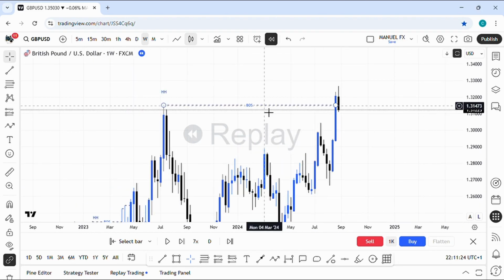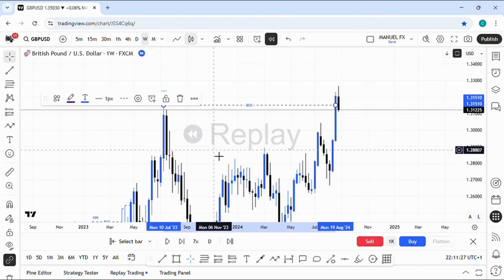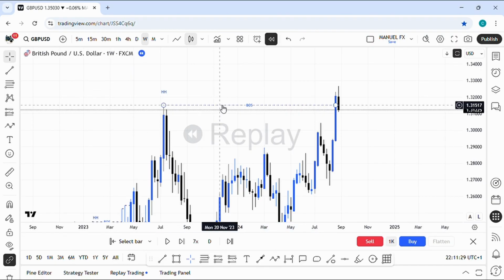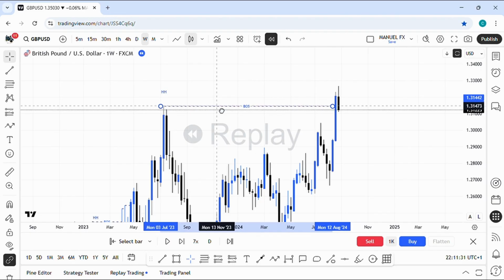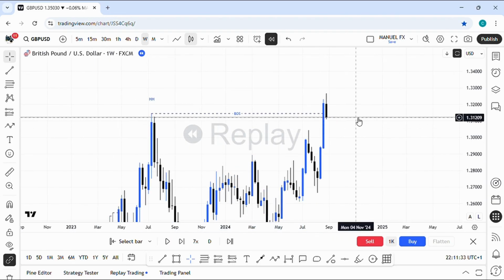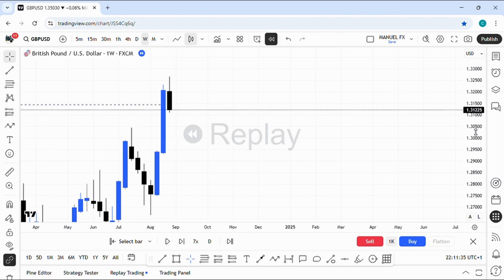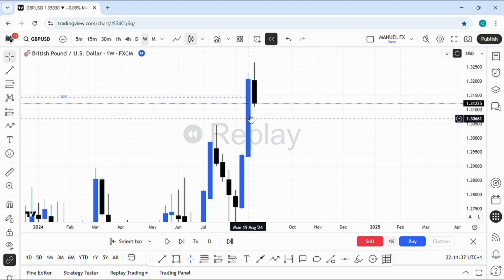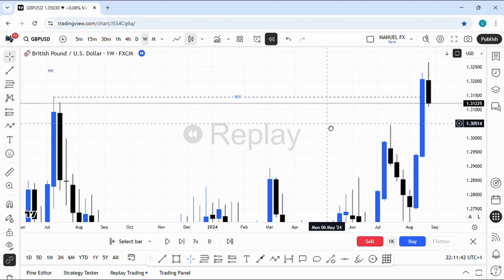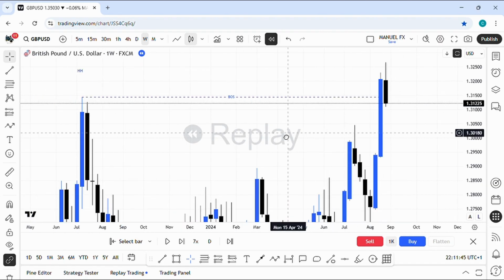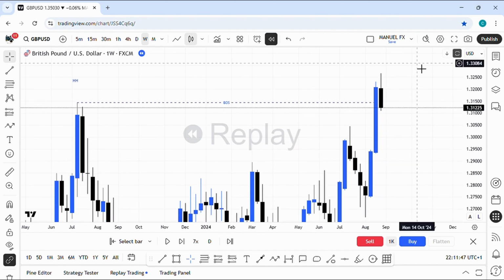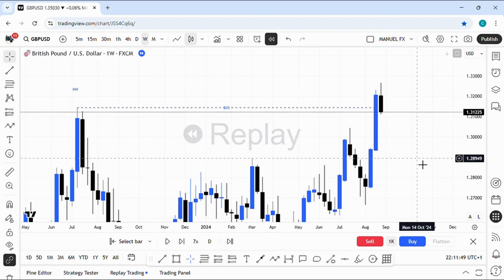It came down here and it took out this high, and taking out this high, it took it out with a what? With a body. So I don't need to stress myself this period. Oh, thank you, Jesus. Thank you, Forex market. It took it out with a body.